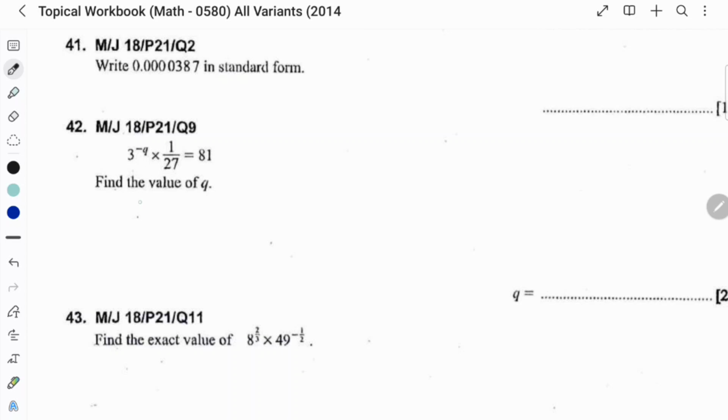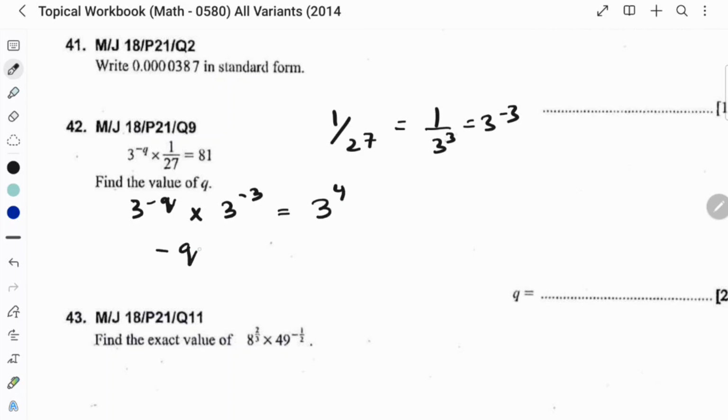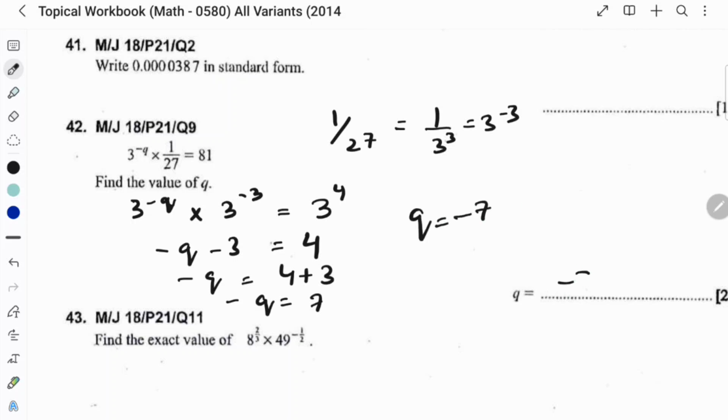Now in this part, 3 to the power minus q multiplied by 3 to the power minus 3, because 1 upon 27 is 1 over 3 cube, which is equal to 3 to the power minus 3, is equal to 81, means 3 to the power 4. So minus q minus 3 is equal to 4, minus q is equal to 4 plus 3, so minus q is equal to 7, q equals minus 7 here.